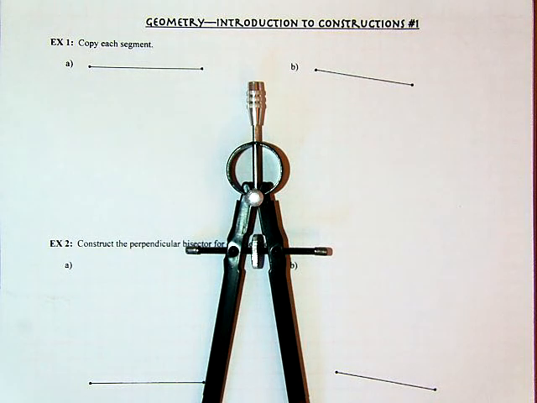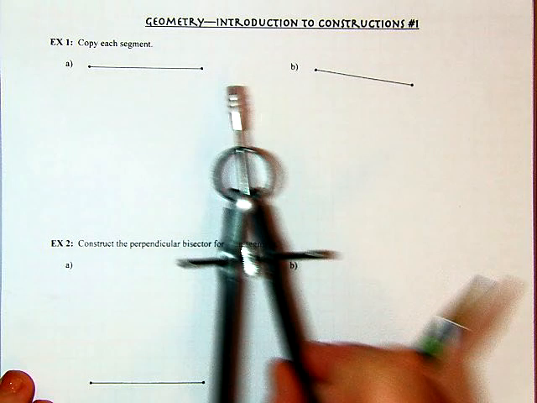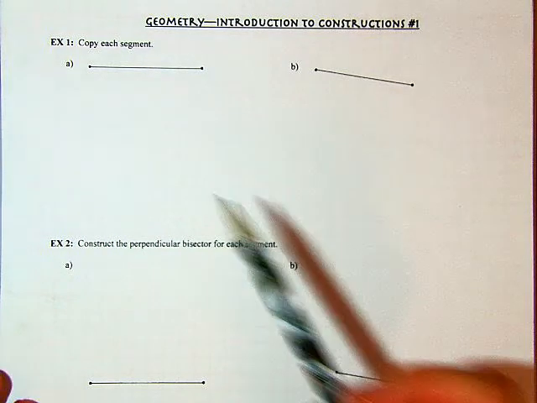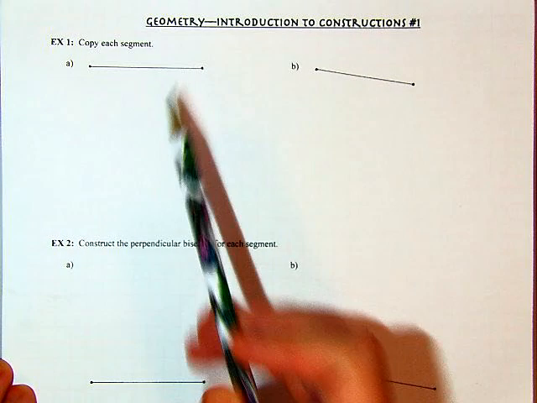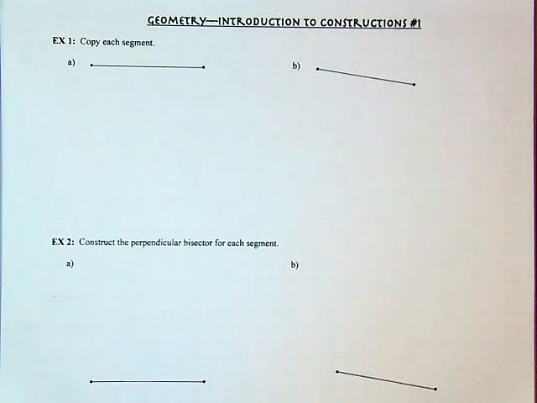All right, so today you're going to need to have a ruler and your compass, and we are starting some constructions. So first we are going to do copying of a segment. So I'm looking at my segment right here, and I want to copy it. This is probably the most basic construction we will ever do.